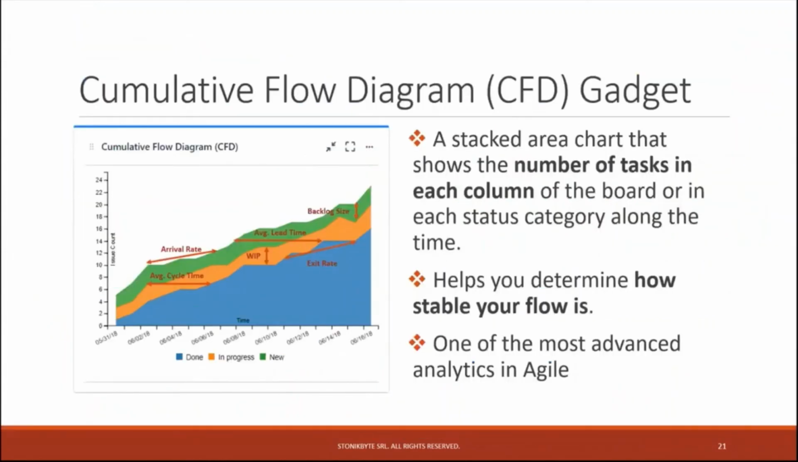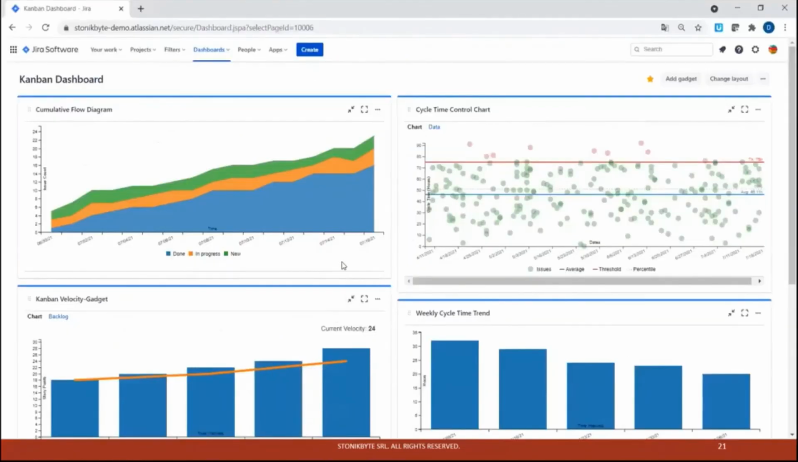It's an essential chart for Kanban, and actually it's one of the most advanced analytics in Agile, because it gives you a lot of other indicators here. There are many articles on the internet about how to read the cumulative flow diagram, but personally I like the fact that I can see these 3 bands.